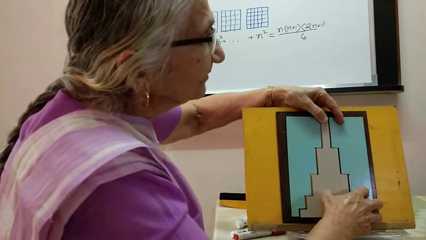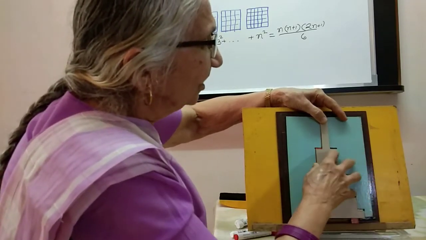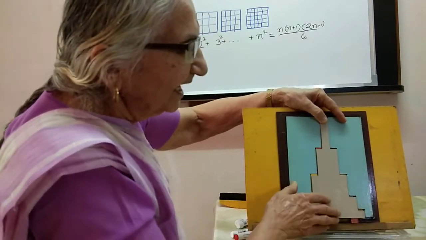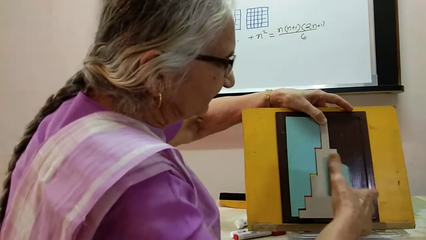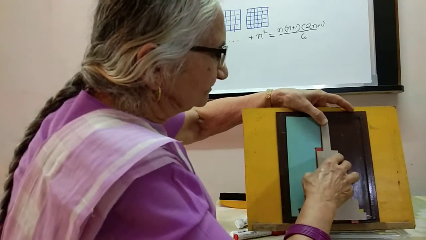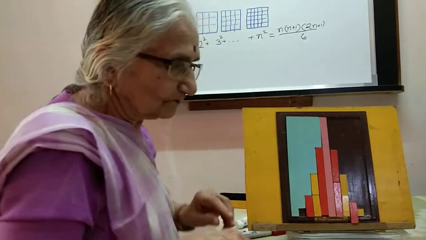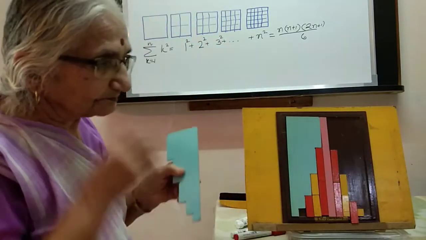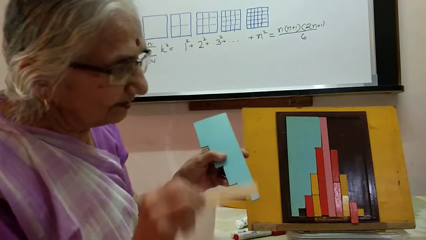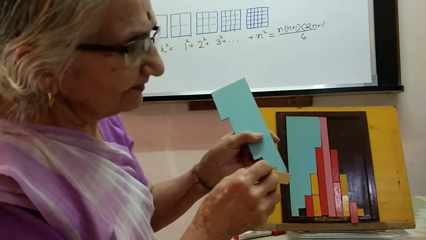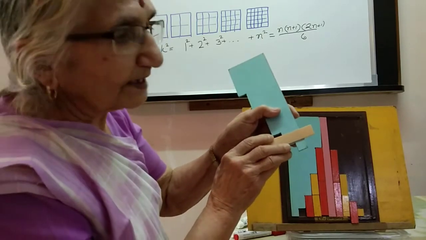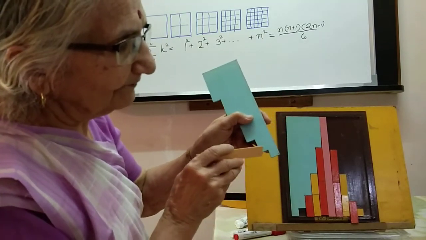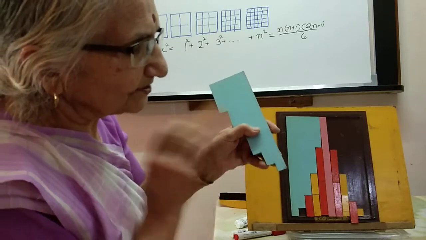Now, how have these been taken? We try to understand these parts, and that will also tell us how to make them. For example, we take one of them. Now look at this part. This is our 1 unit. This is 1 square, 1 by 1. So this area is 1 square.